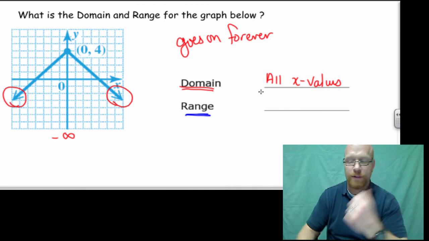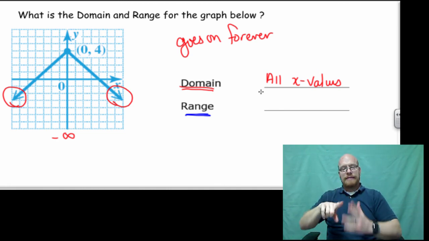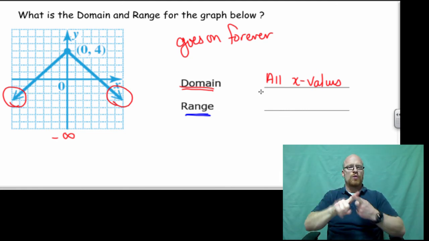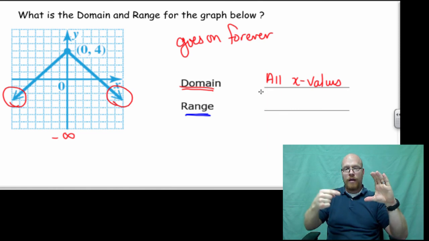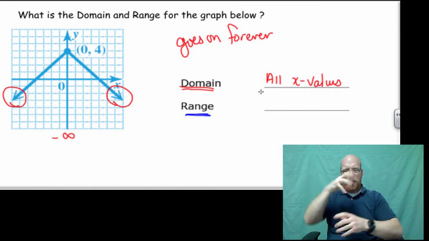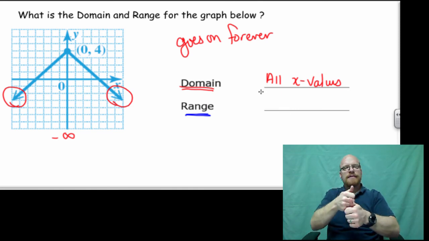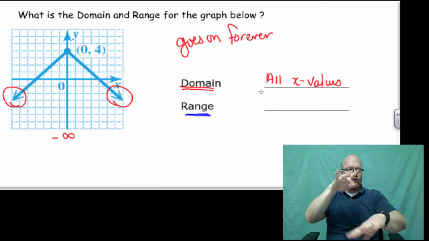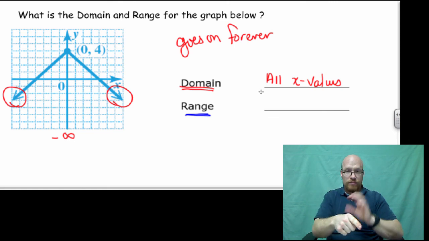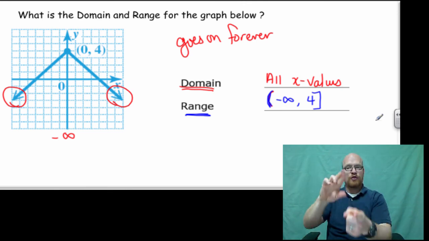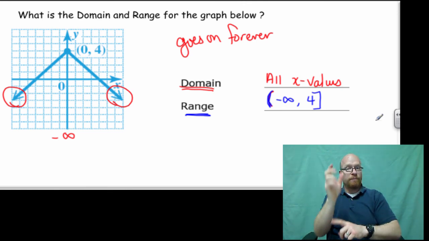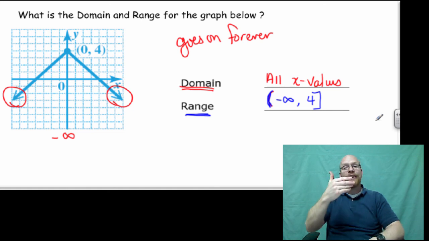Now, as far as our range, we always start with the lowest value and go to the maximum. So we'll start with negative infinity, 4. Negative infinity isn't really included. It's a concept. It's not really a number. You can't touch it. That's the range for that graph.